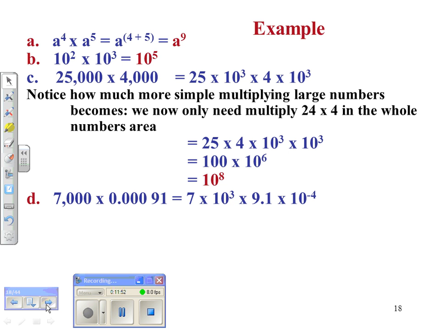Okay. I still want to go back to this one. If we had 25 times 10 to the 3rd times 4 times 10 to the minus 6th, you can see that you would have 100 times 10 to the minus 3, right? So that'd be 0.1, right? 100 millisomethings. Okay.